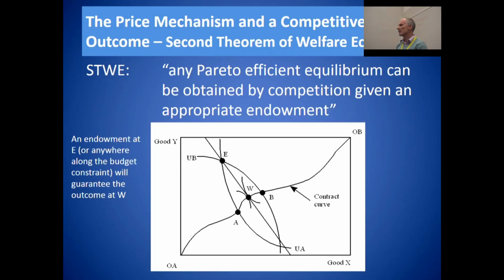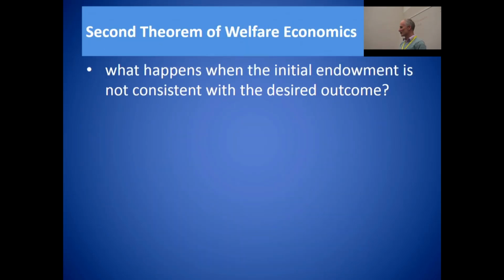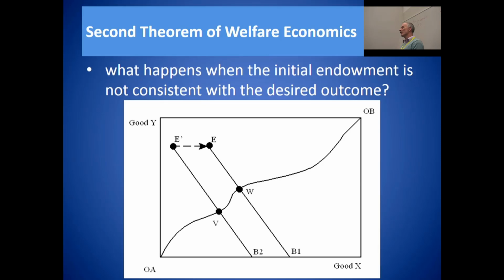Because there's a little bit of an issue. I think this is probably the first diagram I'm going to ask you to copy down for today. What would happen though if the initial endowment of the economy isn't consistent with the desired outcome? So let's go back to this diagram here. We'll say that the government wants to be at point W, where there's not too much inequality between our consumers. Well, starting from E, or anywhere along that budget constraint B1, we rely upon market forces, and we are guaranteed to arrive at our desired point. So that wouldn't be a problem.